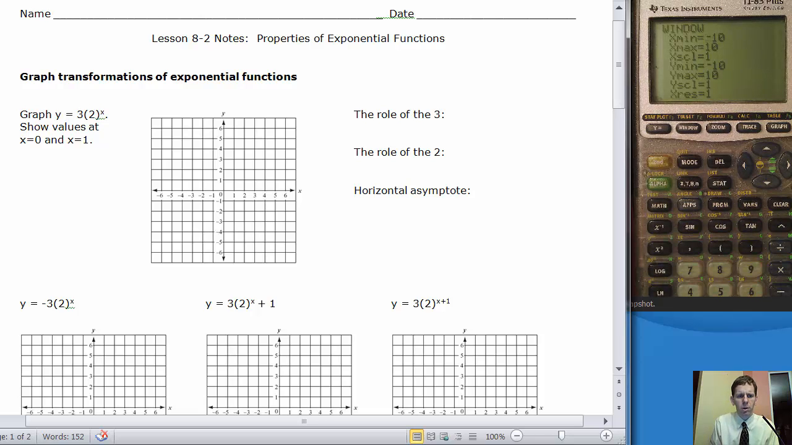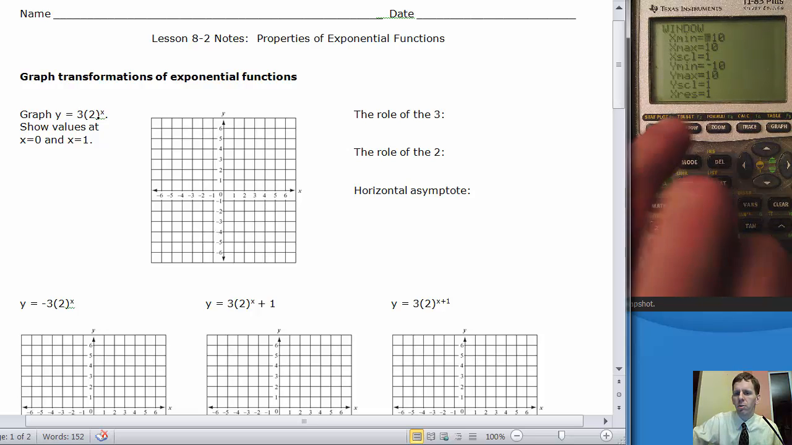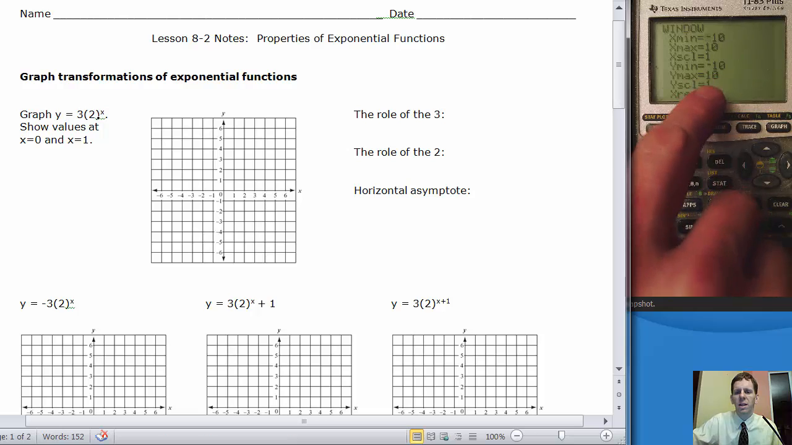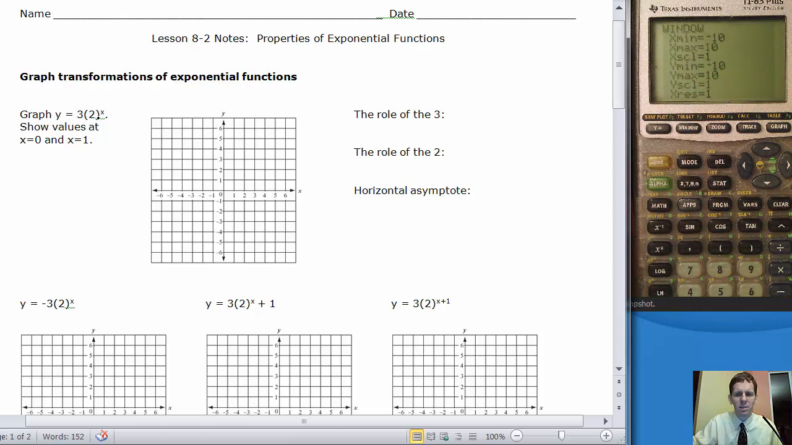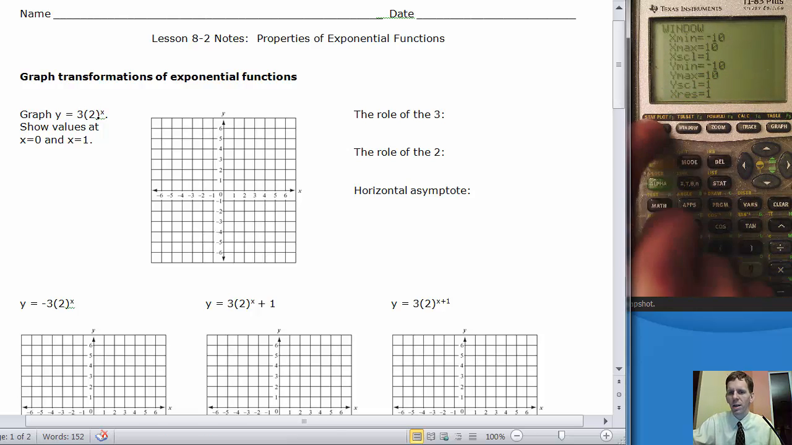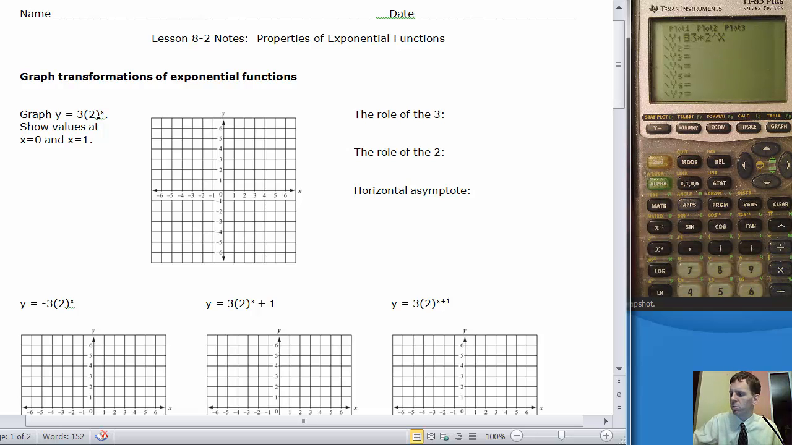The first thing we're going to do is graph this exponential function y equals 3 times 2 to the x power. I'm going to use the standard viewing window on my calculator, using -10 and 10 as my x mins and x maxes, y mins and y maxes. I'm going to type my equation under the y equals menu. We're going to graph it on your calculator so you can get an idea of what it looks like.